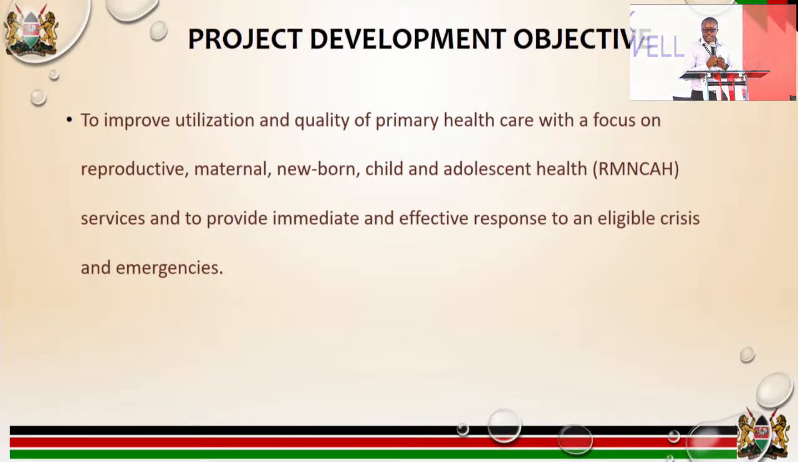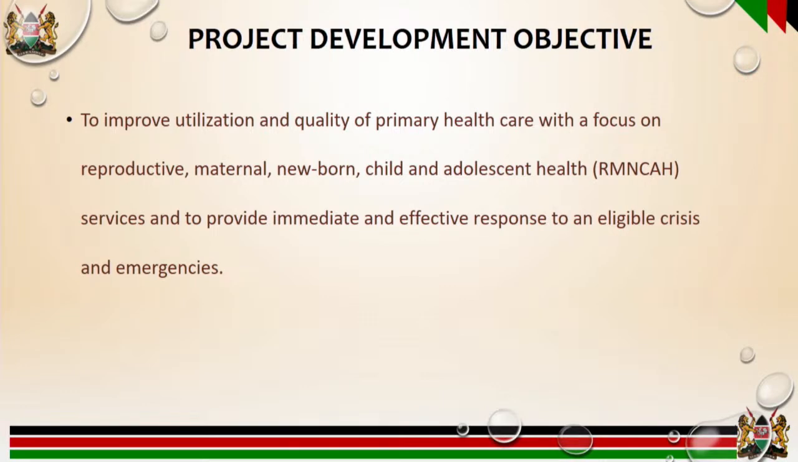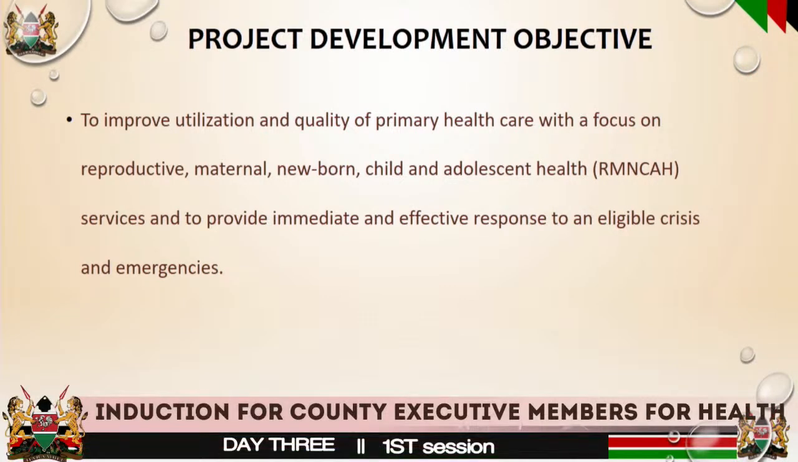So just in brief, the PDO for the THS project is to improve utilization and quality of primary healthcare services with the focus on RAMCA. So the key focus is reproductive, maternal, newborn, child, and adolescent health services. The second part of the PDO reads: to provide immediate and effective response to an eligible crisis and emergencies. This was triggered following the onset of the COVID-19 pandemic back in 2020, where we had some funds being channeled towards supporting response activities to the COVID-19 pandemic.